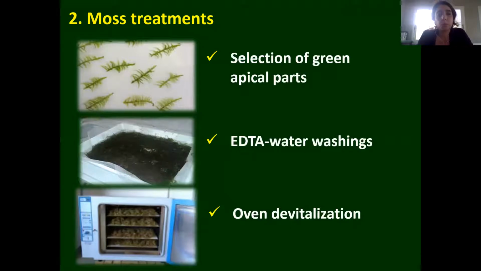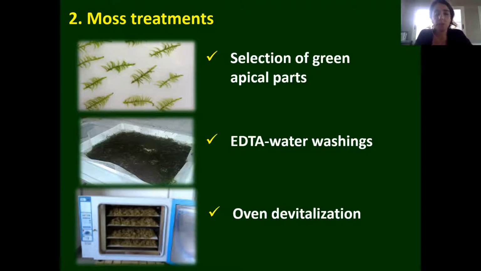After collection, of course, we have to treat the moss because the aim is to use fresh and functional parts of moss, not the dead and decaying parts. So we took the green apical parts because these are the youngest in the moss. After that, we do several washings, for example, using water or EDTA, because we have to clean the moss surfaces. In this manner, the moss can accumulate new substances.